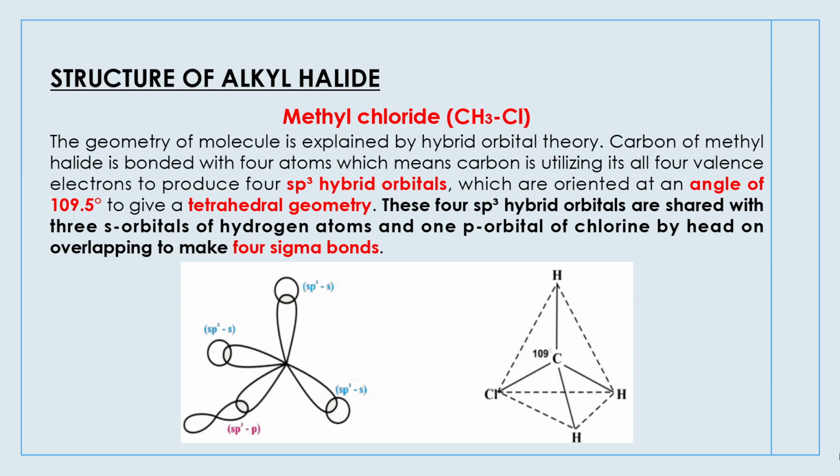In this image, you can easily see the hybrid structure of methyl chloride. We have 1 carbon, 3 hydrogens and 1 chlorine. Hydrogens are showing the s orbital, so it is spherical, whereas for chlorine we have the p orbital, so it is dumbbell in shape. You can easily see that with hydrogen you have sp3-s overlap, and with chlorine, that is the halogen, you have sp3-p overlap. Everything is the same here.